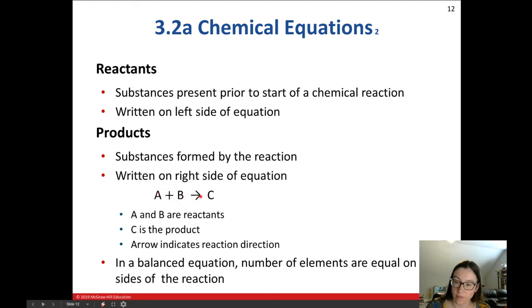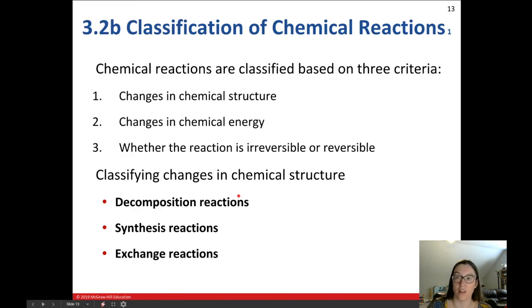direction. In a balanced equation, the number of elements are equal on both sides of the reaction. We might have 2 hydrogens and an oxygen combining to form H2O. So we would have the same number of atoms and elements on each side.